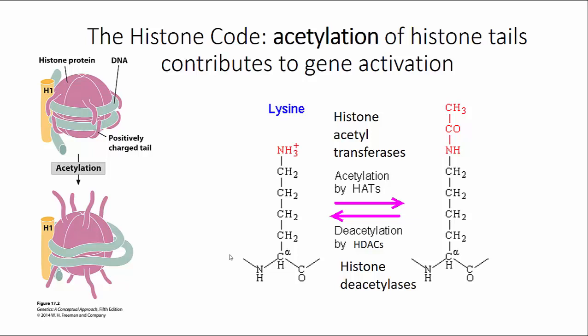The acetylation of lysine side chains is reversible and is also regulated by enzymes. And so the enzyme that adds an acetyl group onto the lysine side chain of a histone is called a histone acetyltransferase, and that is designated by this abbreviation HAT. And then the enzyme that removes the acetyl group and makes that lysine go back to its normal state is called an HDAC, for histone deacetylase.